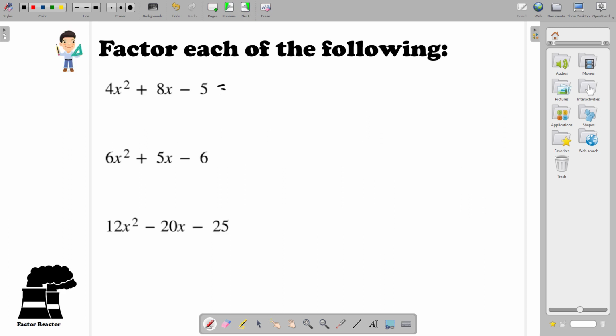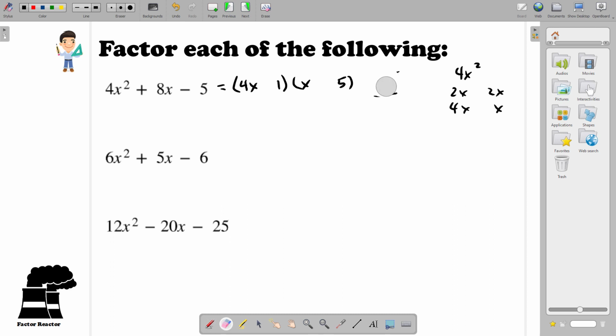Sometimes we get some that are a little bit more complicated. 4x squared. 4x squared could be 2x times 2x, or it could be 4x times x. If we start with a 4x and an x, 4x times x is 4x squared. Factors of 5 are just 5 and 1. If I put 5 here and 1 here, 4x times x gives me 20x, and 1 times x gives me 1x. I need 8. Well, there's no way to combine these in any way to get 8.